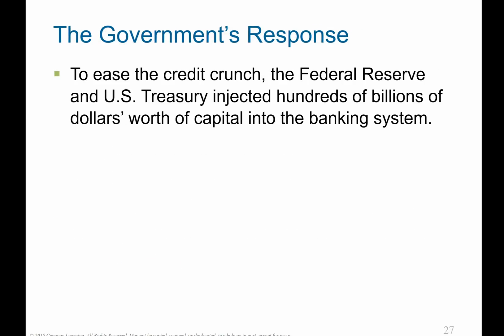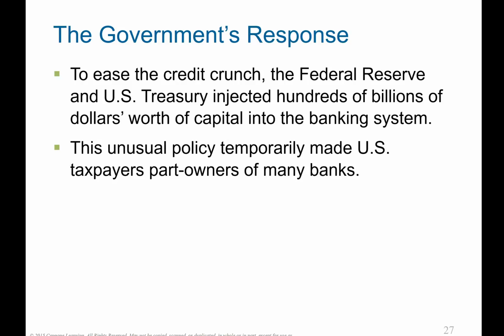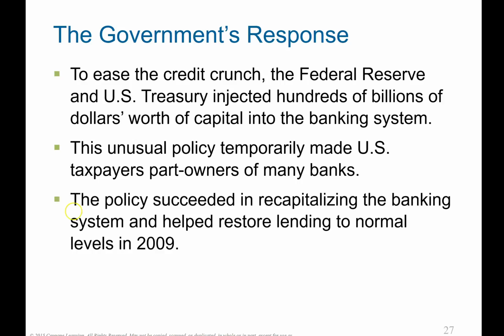The government stepped in to deal with the credit crunch. The Federal Reserve and the Treasury injected hundreds of billions of dollars worth of capital into the banking system. And this was to solve that problem of banks being undercapitalized. And it was a temporary policy. It was an unusual move by the Fed, and it made the U.S. taxpayers part owners of many banks. And this was the bailouts, the TARP that we saw, the Troubled Asset Relief Program.